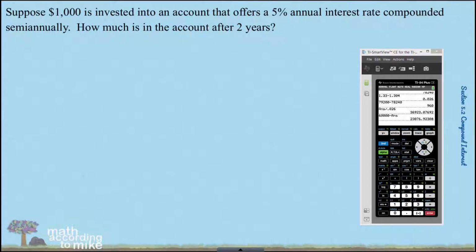Suppose $1,000 is invested into an account that offers a 5% annual interest rate compounded semi-annually. How much is in the account after 2 years?